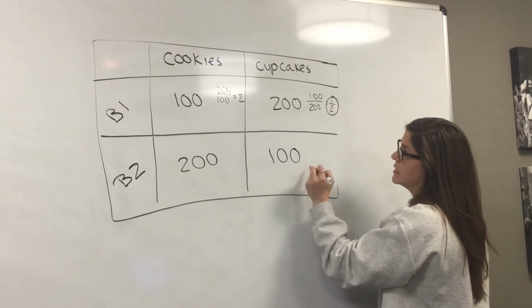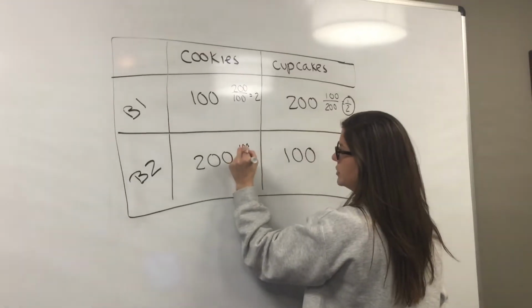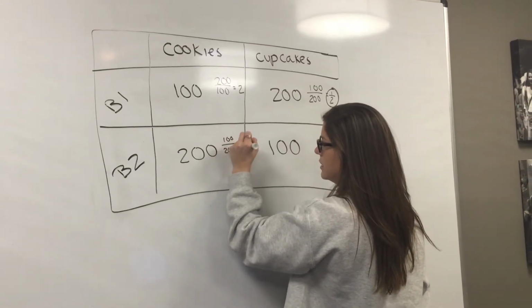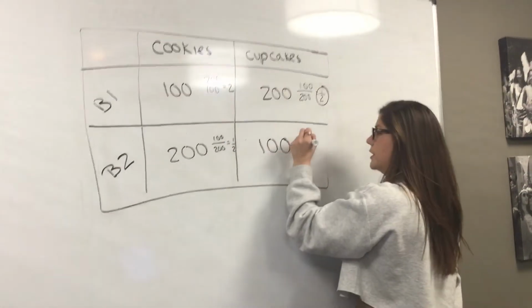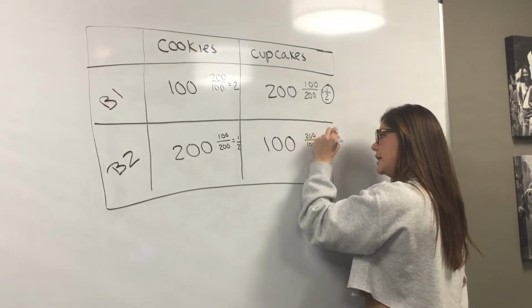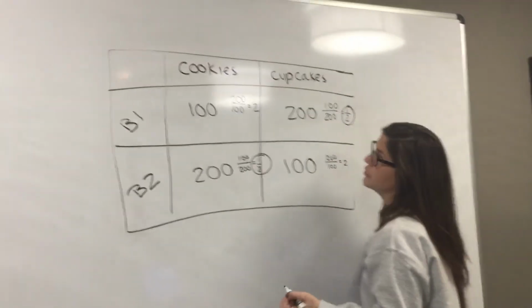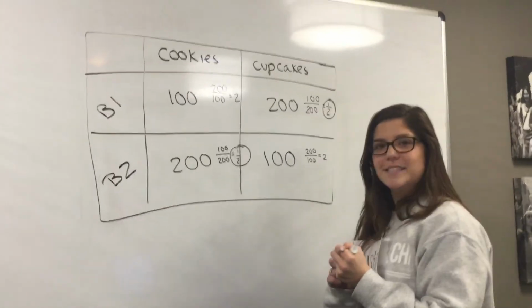And then you just do the same thing with baker 2. So you're going to place the 100 over 200 and divide to get 1/2. And you're going to place the 200 over 100 to get 2. And 1/2 is smaller than 2. So baker 2 has the comparative advantage in cookies. Okay, so with those new numbers you got, that represents opportunity cost? Yeah, and the lower one is the one that has less opportunity cost, so that's who has the comparative advantage.